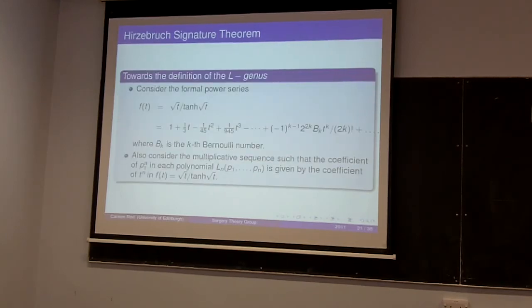Now we are going to move a little bit and try to figure out what the definition of the L genus is, because we are going to need it for the statement of the theorem. So we are going to consider in particular this formal power series. Expanding this, we get a very long thing with its coefficients, like the lambda 1, lambda 2, lambda 3 that I read before.